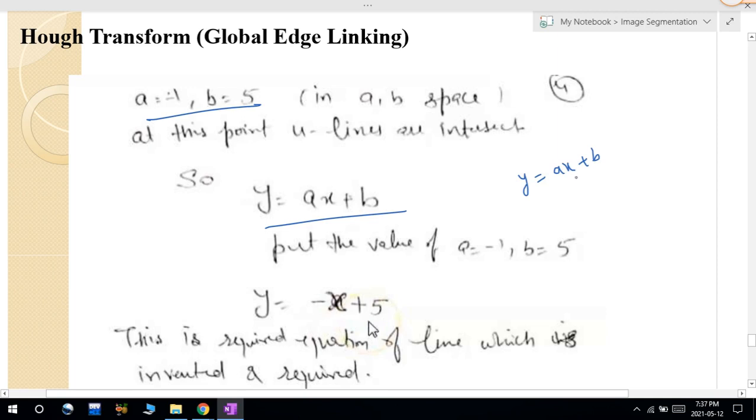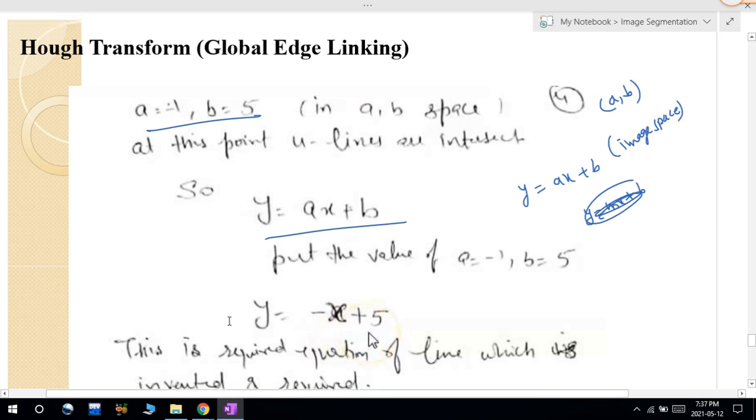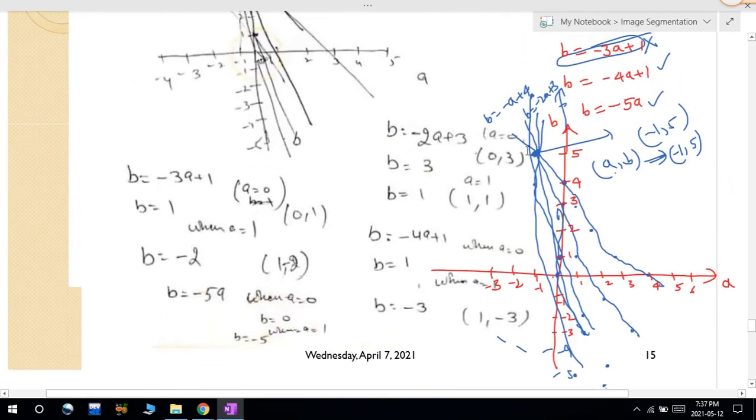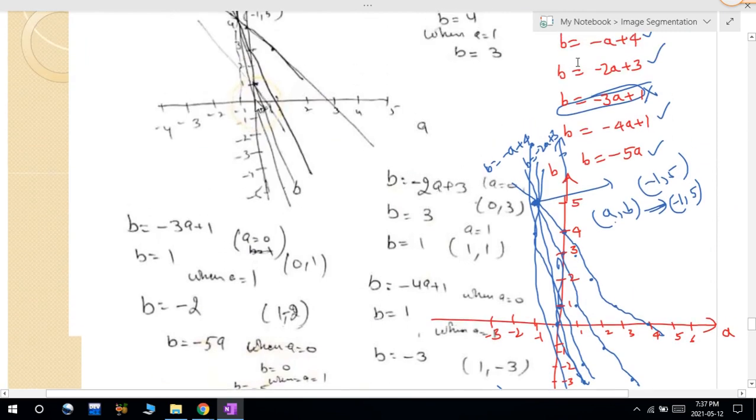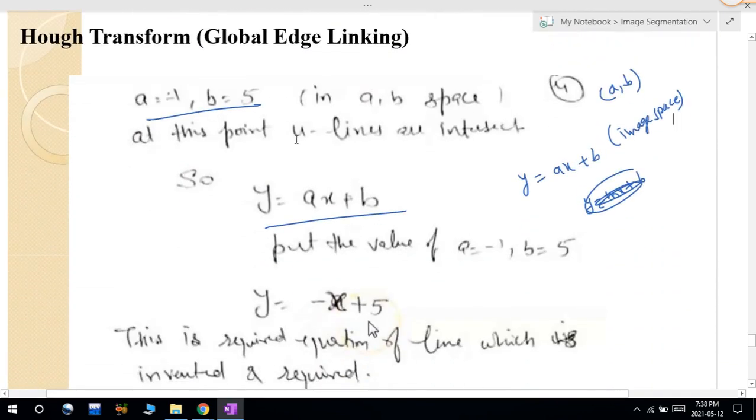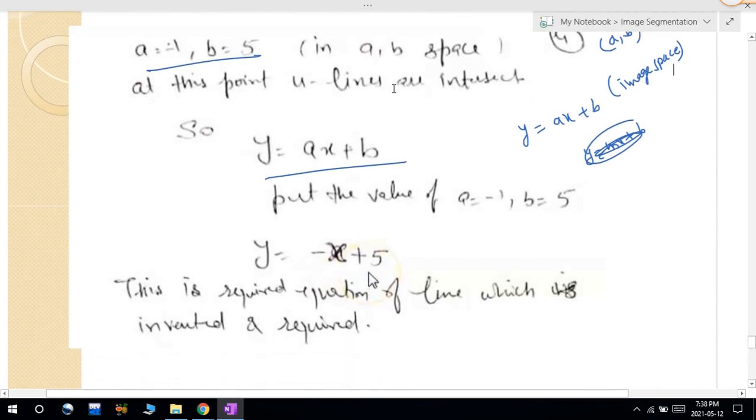This is the equation. First equation is y equal to mx plus c. So whatever the a, b values that we are getting, those I will try to substitute in the final image space equation. This is your image space xy plane equation. In the xy plane, after applying this one, I am getting the intersection point as minus 1 comma 5, because all the lines are flowing through this minus 1 comma 5. After this one, I will get that particular values, a equal to minus 1 and b equal to 5.